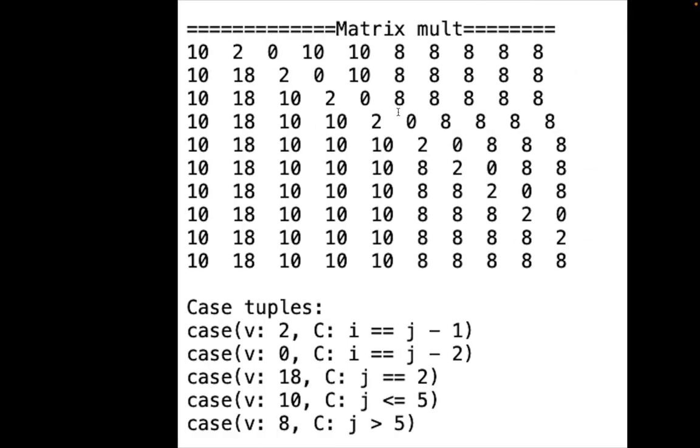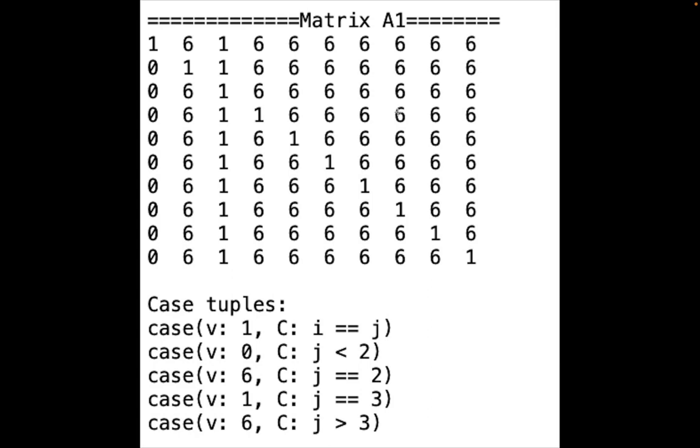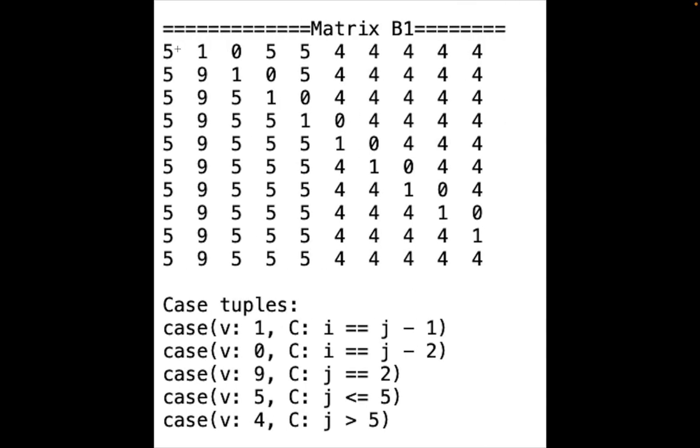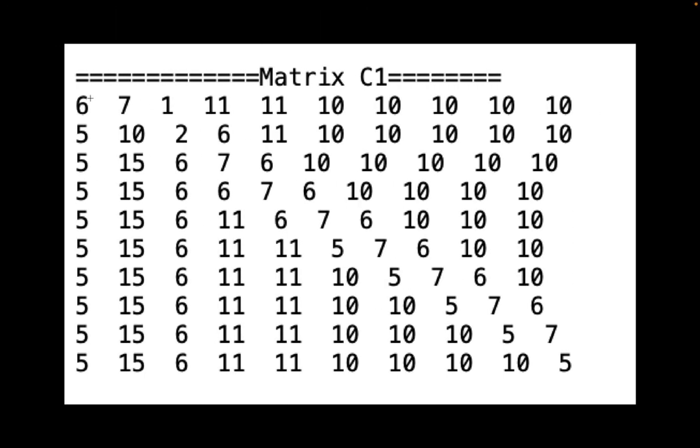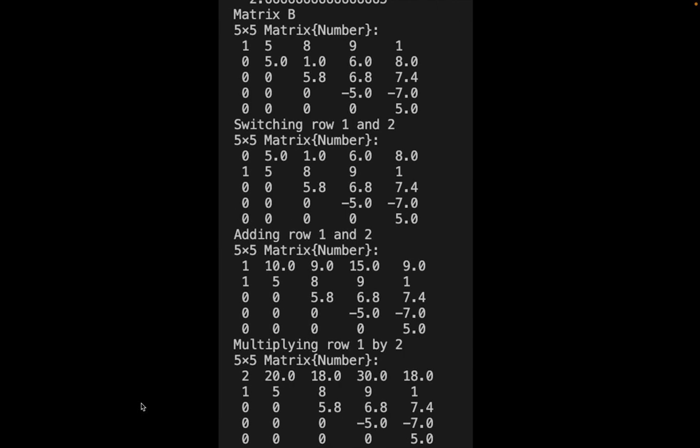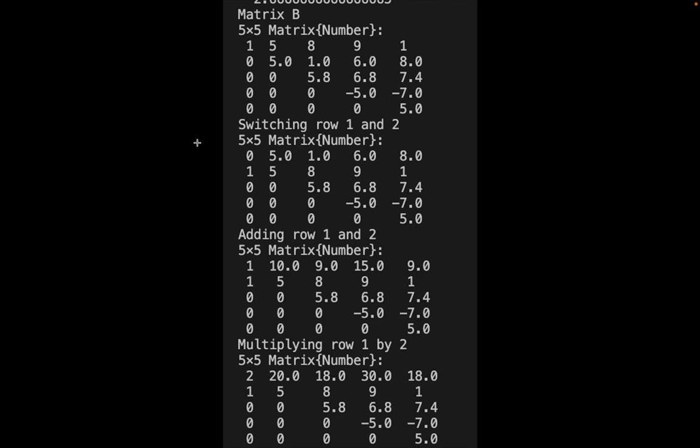Matrix C1 is the addition of matrix A1 and B1 together. We have 1, 6, 1, and we have 5, 1, 0, and we can see that this is the addition of those values: 6, 7, and 1. This is still an infinite matrix. If we want to get the 50 by 50 version of this, we will still get the A1 and B1's elements added together.